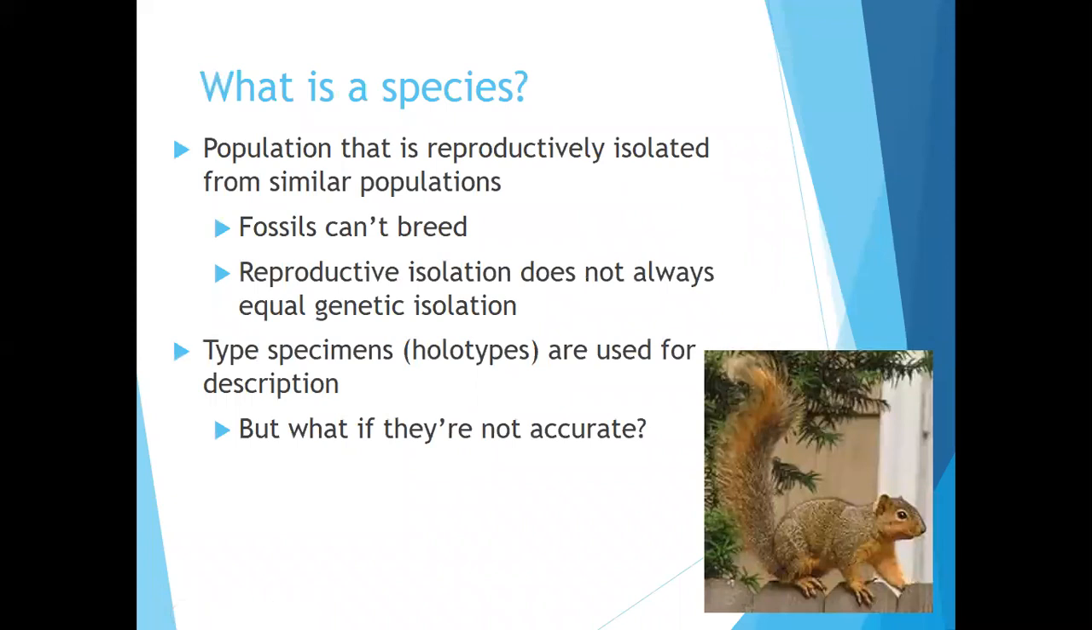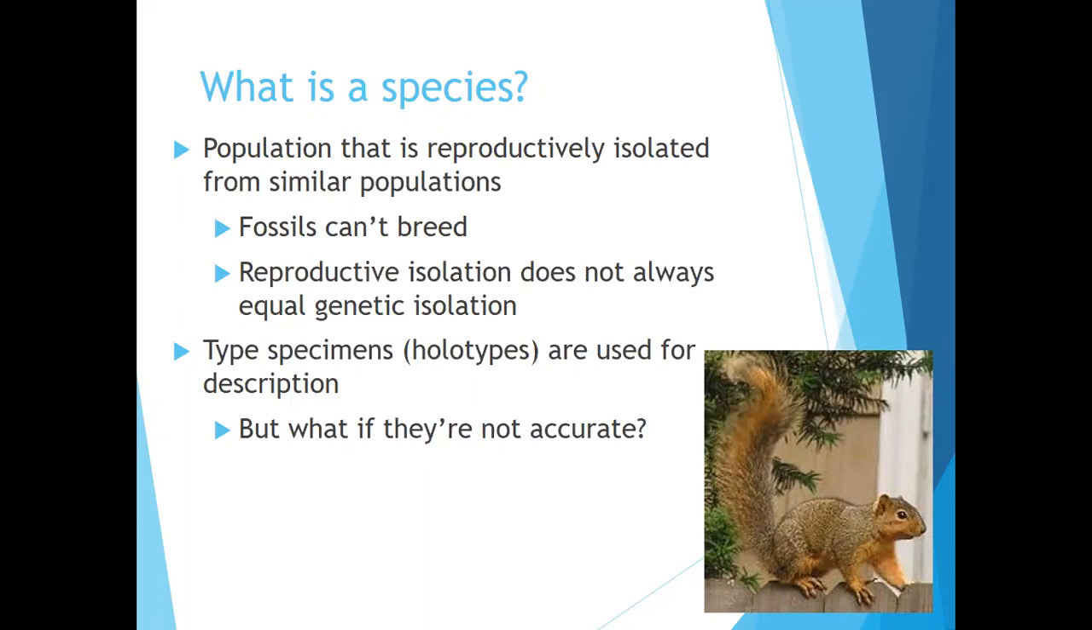So what is a species? A species is a population that is reproductively isolated from similar populations. If you remember, it's hard to figure out exactly what a species is as we look at things like fossils, because fossils cannot breed. We usually use reproductive isolation, however, to identify a species, but reproductive isolation doesn't equal genetic isolation. And we find that as we move animals and as we domesticate animals, we can actually alter some ideas of speciation.